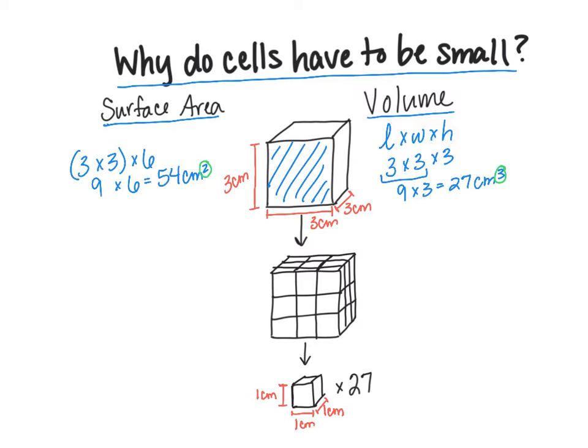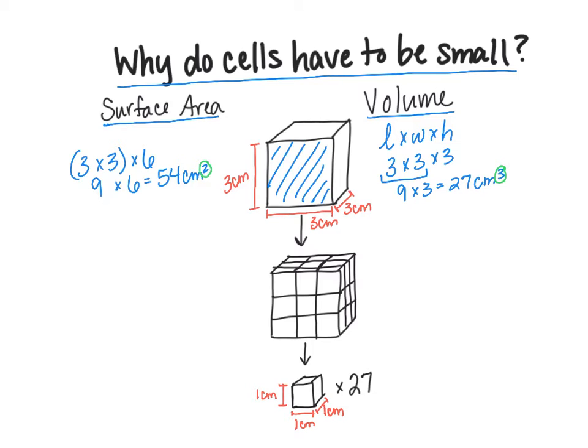And that starts to pose a problem when you're talking about things like cells, because cells can only get things like nutrients through diffusion, and the diffusion has to occur across the surface area of the cell. So let's see what happens when we take a cube and we cut it up into smaller cubes.